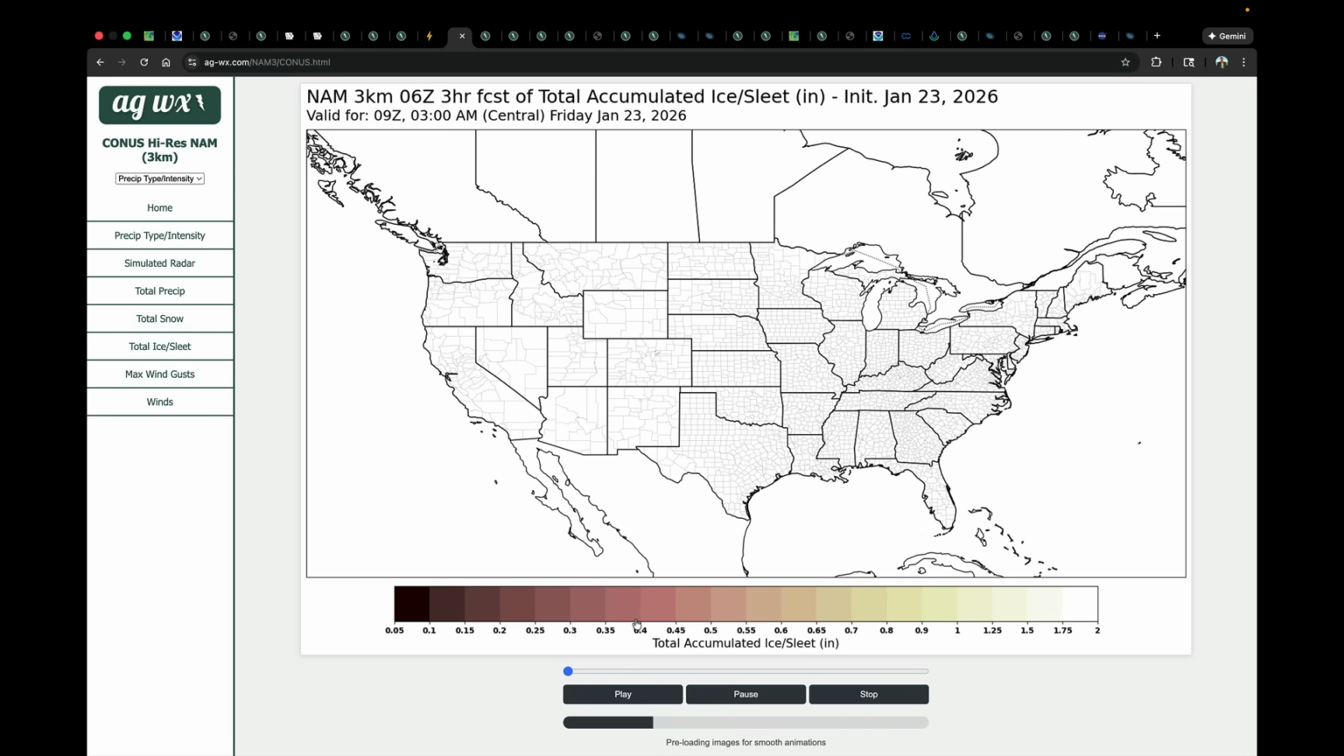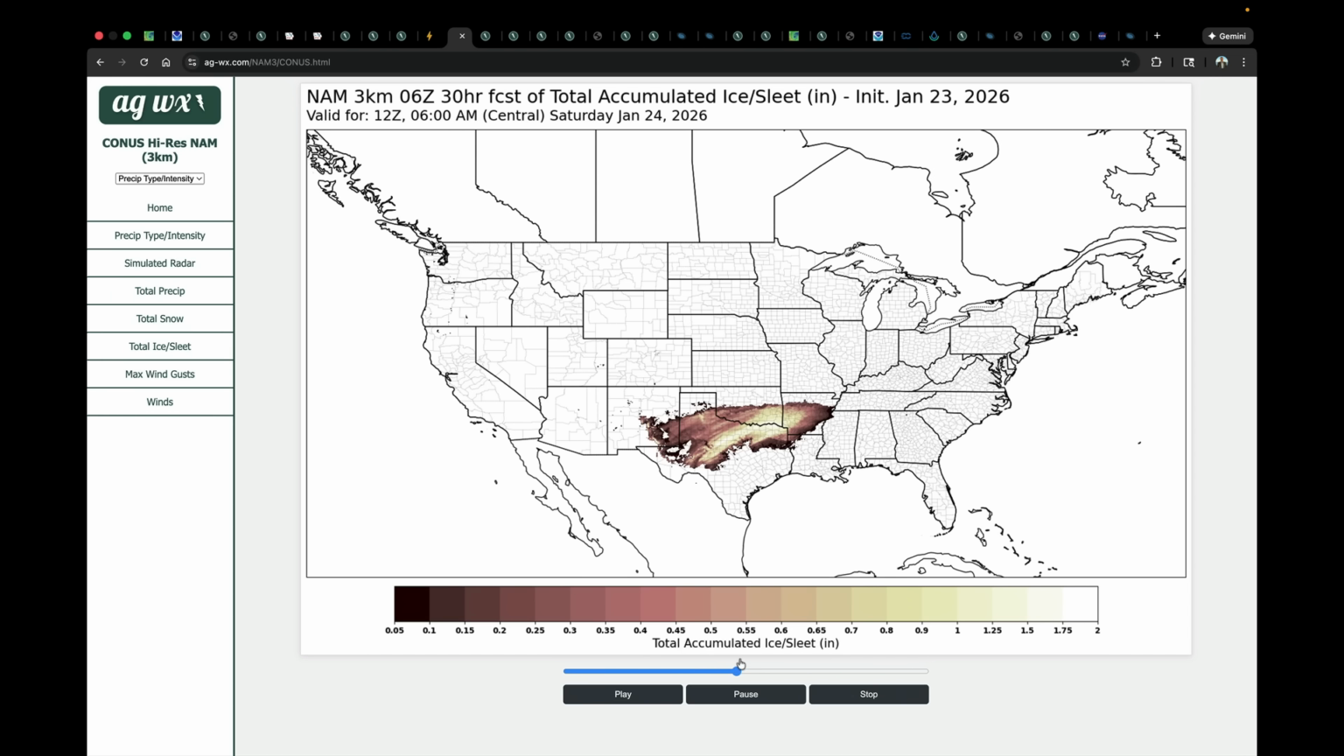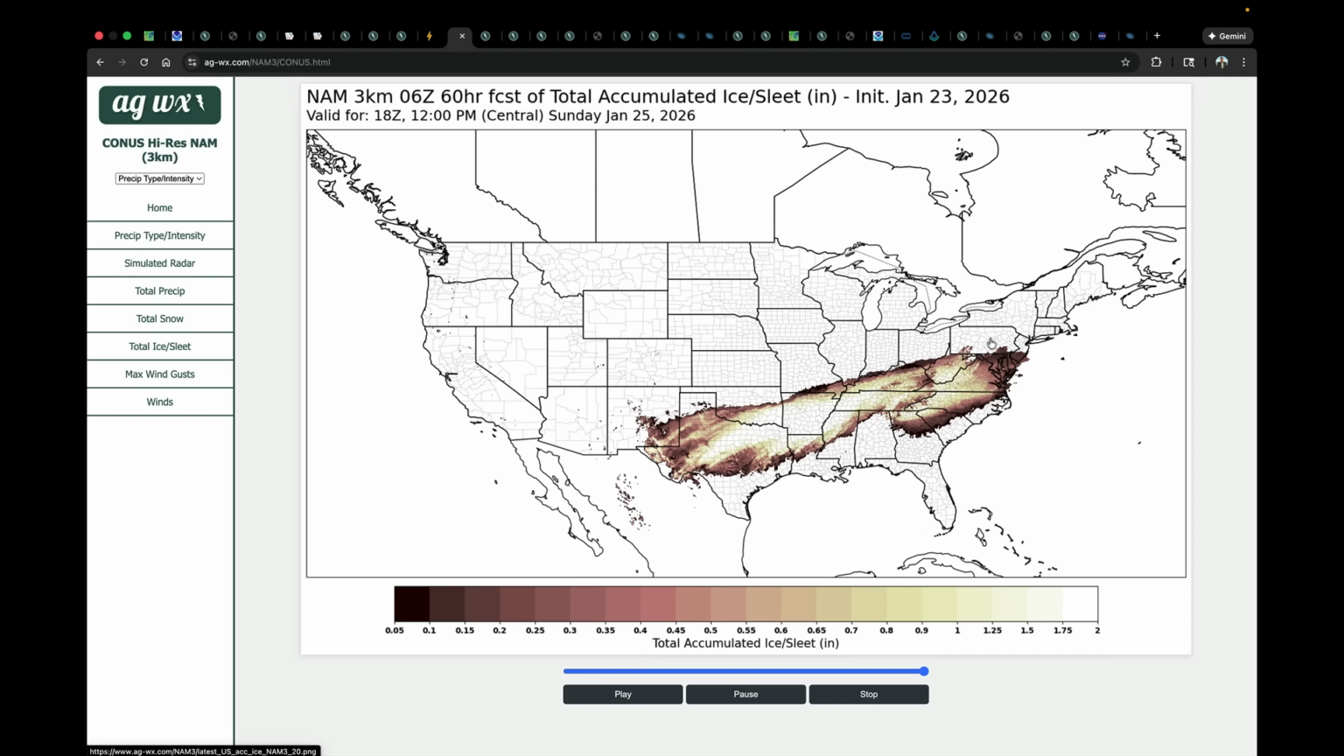Let's start with ice. If we just play out the total accumulated ice, again, this is through tonight, getting into tomorrow morning. Remembering we're adding to this on Saturday and Saturday night. See this? We're actually going off the color bar. And this goes all the way toward Sunday at noon, which will still be a storm system in the Northeast by then. We're going to have to talk about the Northeast with another model. So we're focusing here.